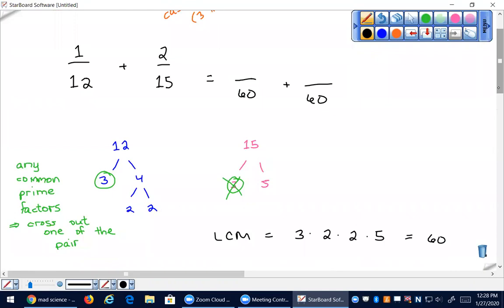One was to just avoid this, multiply the 12 and the 15 by each other. The other was to say, I don't like factor trees and crossing out duplicates. I'm just going to list multiples of 12: 12, 24, 36, and then I'm going to list multiples of 15: 15, 30, 45, until I get to something on both lists. And when you get to 60 on both lists, you can say, there we go, we're done.